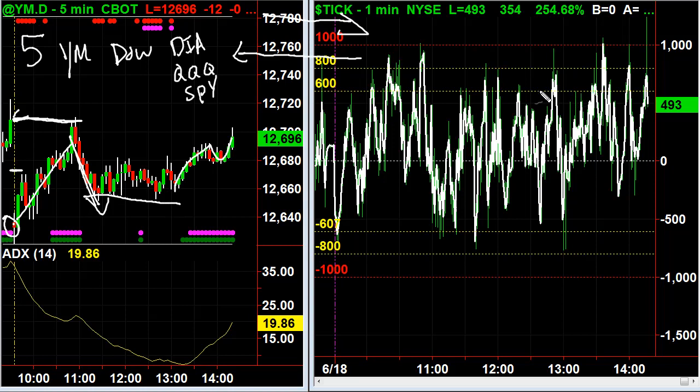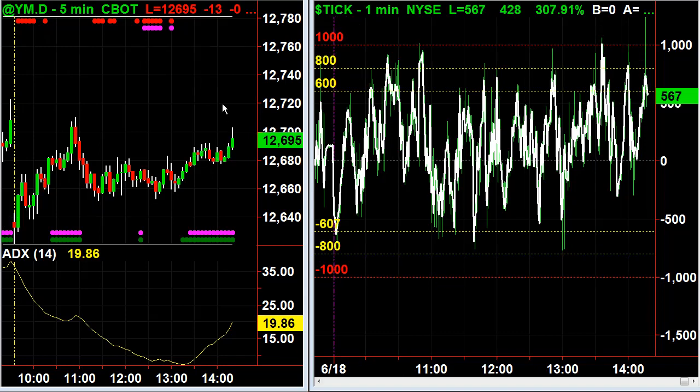Now, as you can see, anytime you get multiple plus 1,000 readings, those are extreme tick readings. Extreme tick readings mean I have shot all my bullets at the market, and now I have to pull back. So I'm going to unpause the chart, and as you can see, this is a 5-minute chart.